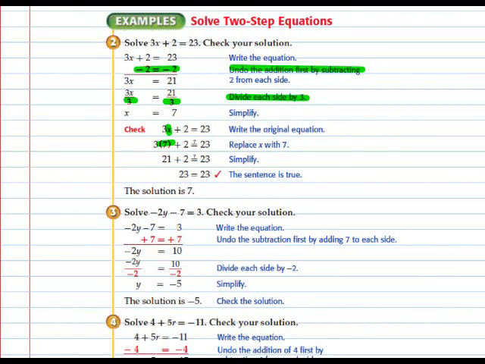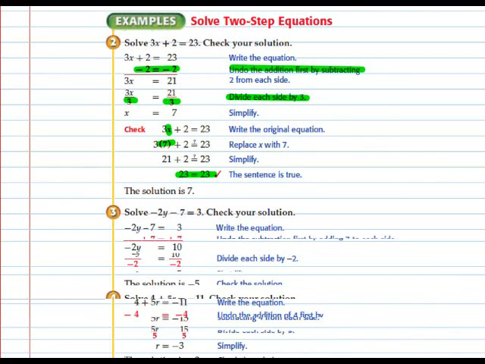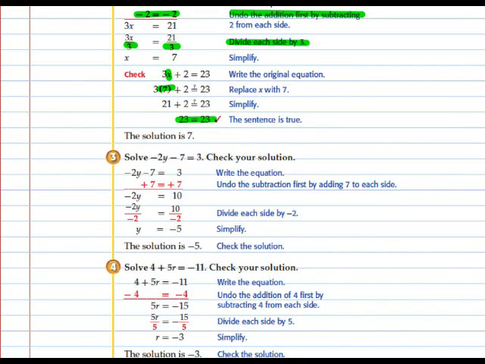If I replace the x in my original equation with the value of 7, I can see that 7 is the solution to my equation, because when I replace x with 7, the sentence I get is a true sentence. It's 23 equals 23.